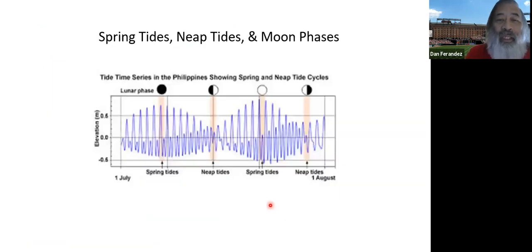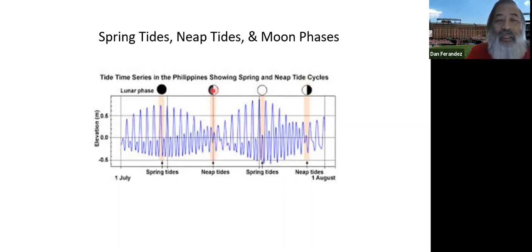To give you an idea in terms of actual tide heights or the tidal range, here's a time series, one month's worth. Here are the high tides, here are the low tides along here. And notice that during the spring tides, you have the highest high tides, lowest low tides, at new moon and full moon. And during the neap tides, we have not so high tides and not quite so low tides.